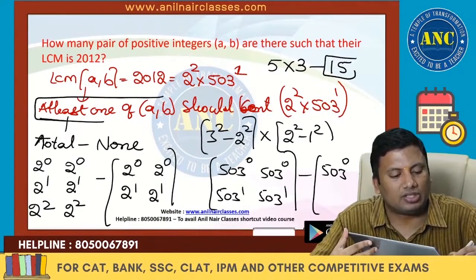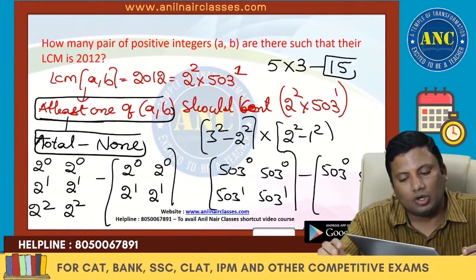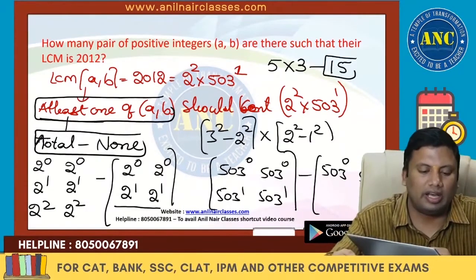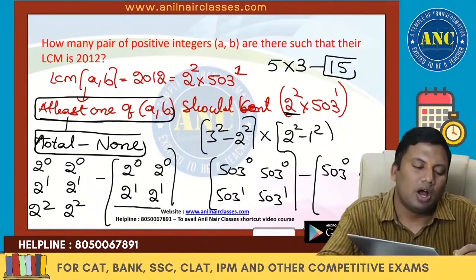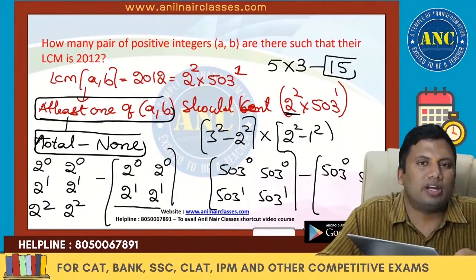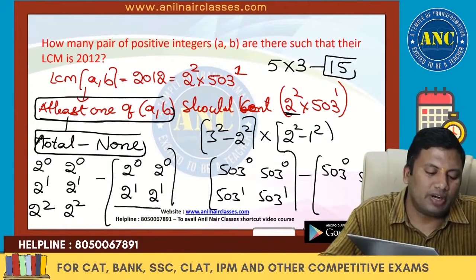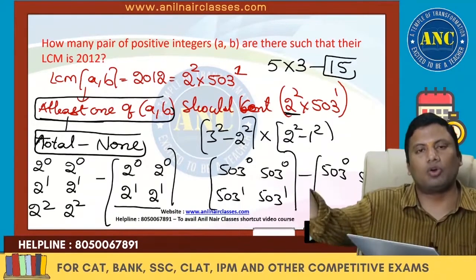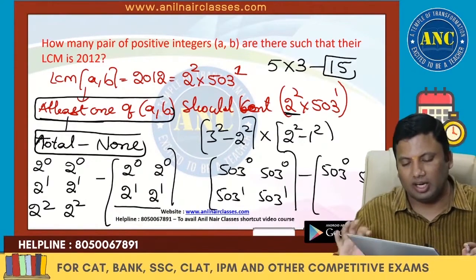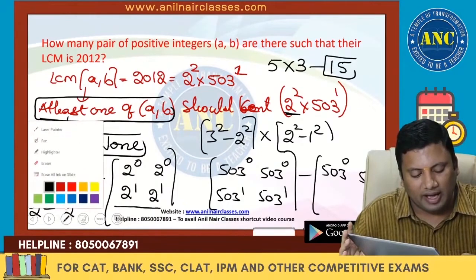At least 1 is nothing but total minus none. Total, all the powers of 2 onto A and B. At least 1 should contain 2 square means all the powers of 2 minus not taking the highest power of 2. Total minus none. At least 1 student sitting in my class should get a 100 percentile in maths: total, how many students attended the class, minus none of the students who got the 100 percentile. I hope it is clear, right? These are extremely important logic. If you know this logic, some complex questions you can solve very, very easily.